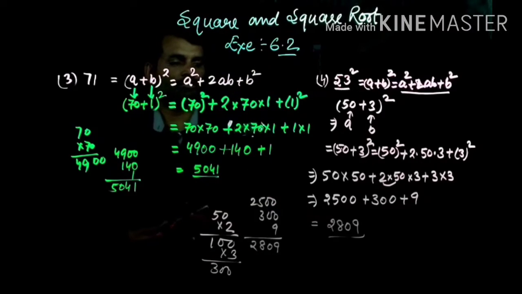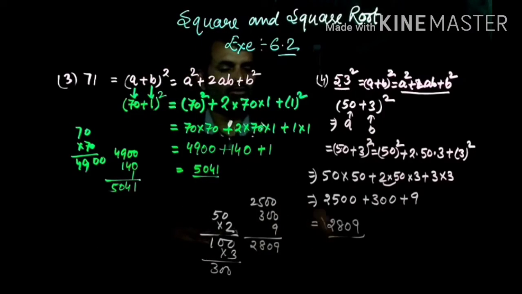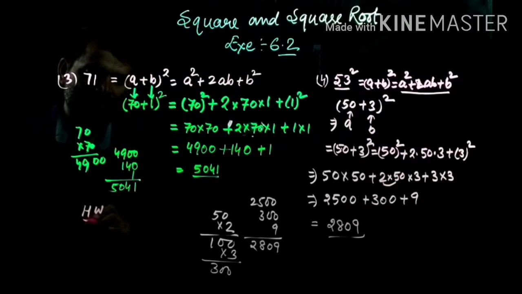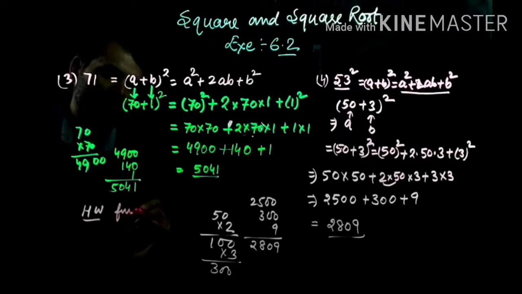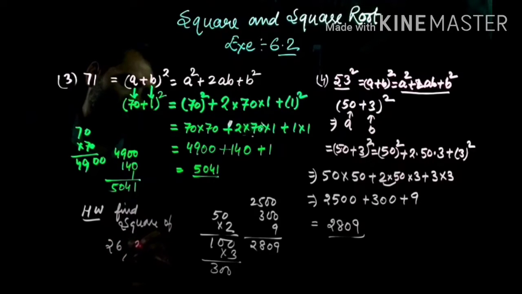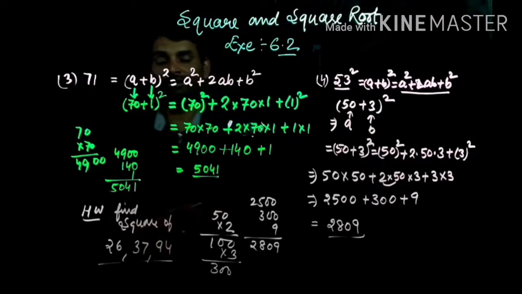So 2809 is the square of 53. Okay, and some homework for you: try to find the squares of 26, 37, and 94, using only this method.